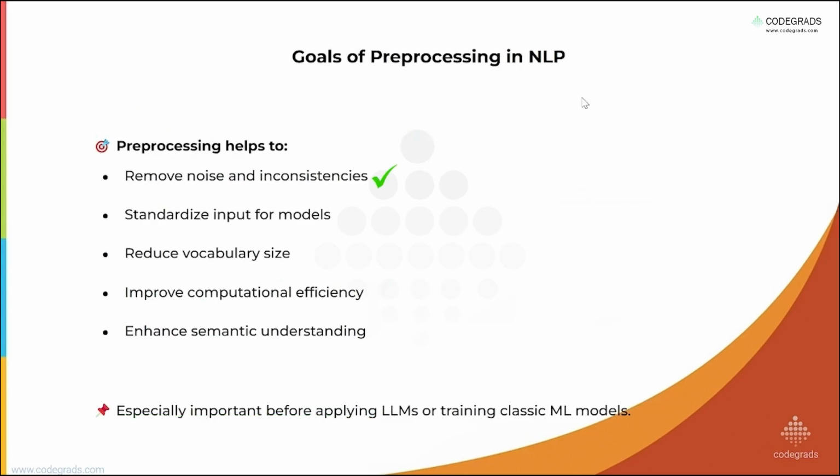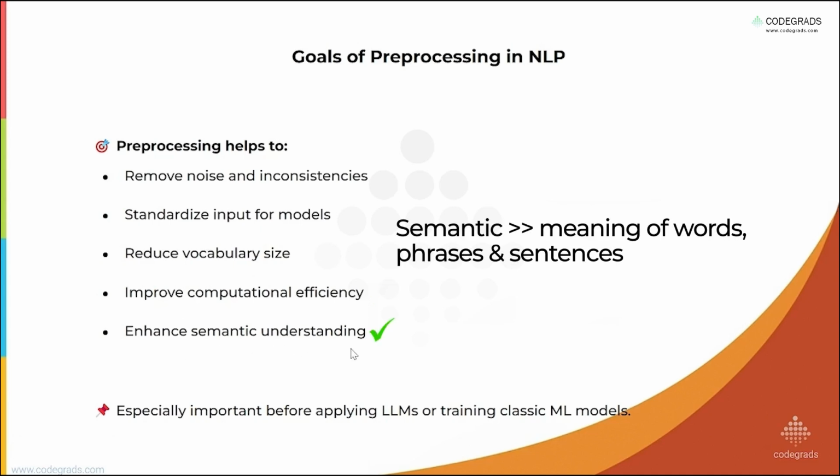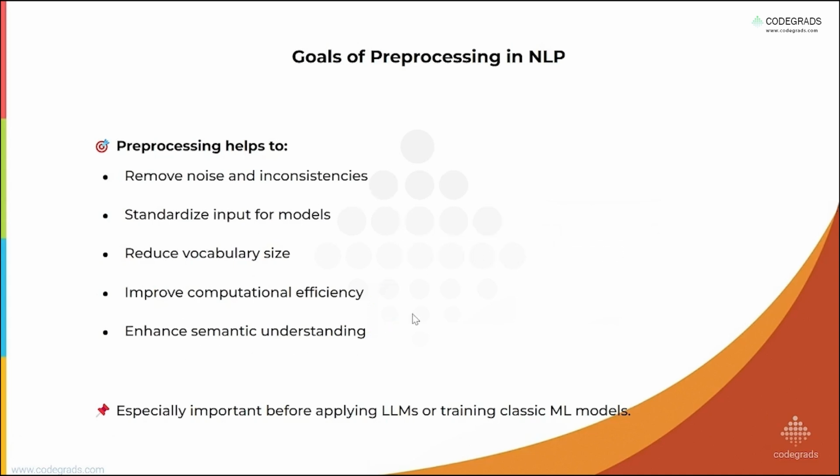Goals of preprocessing in NLP. We have to remove noise and inconsistency, standardize input for models, reduce vocabulary size, improve computational efficiency, and enhance semantic understanding. So generally these tasks are completed when we do preprocessing in NLP. Now it is especially important before applying LLMs or training classic ML models. So it is a very important technique wherever we include text data.